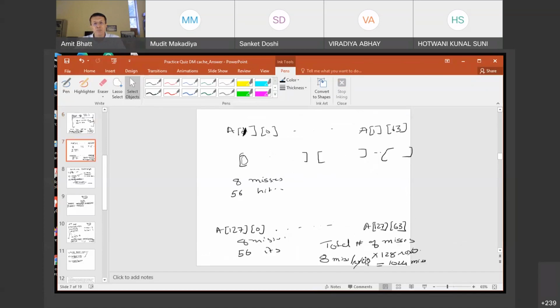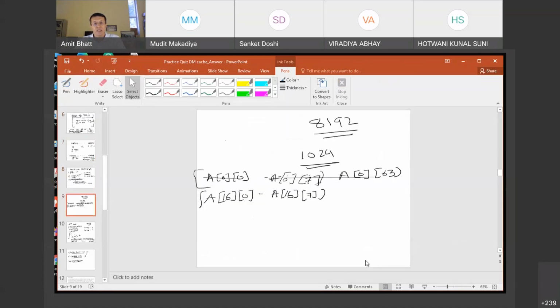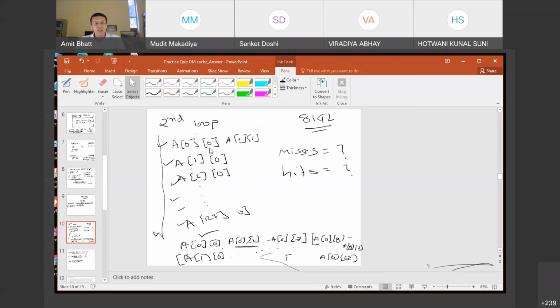In the second loop, the first element which you are going to call would of course be a cold start miss, but the rest of the elements would be conflict misses, right? A01, I believe, is definitely going to be a conflict miss because this block was there in the cache at least at one time, but it was overwritten by some other block. Why? Because there was a conflict, the same index number. So it was thrown away.